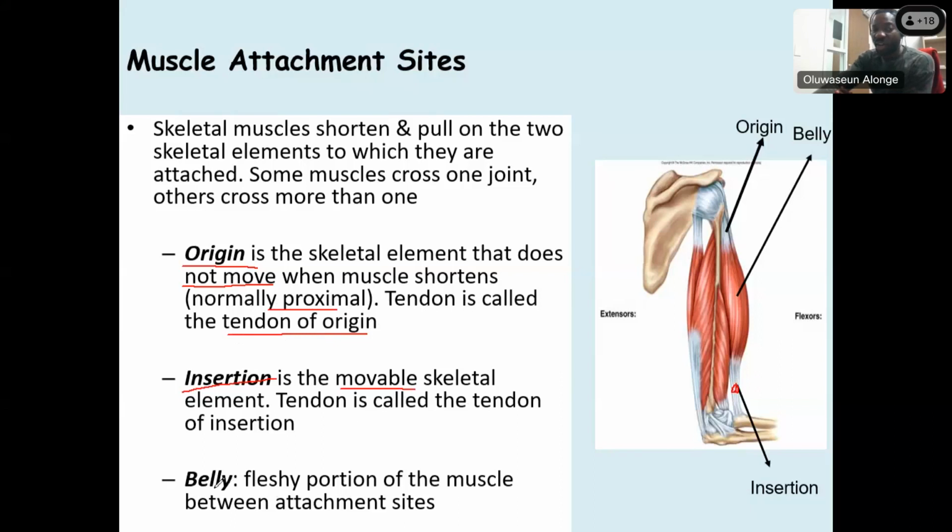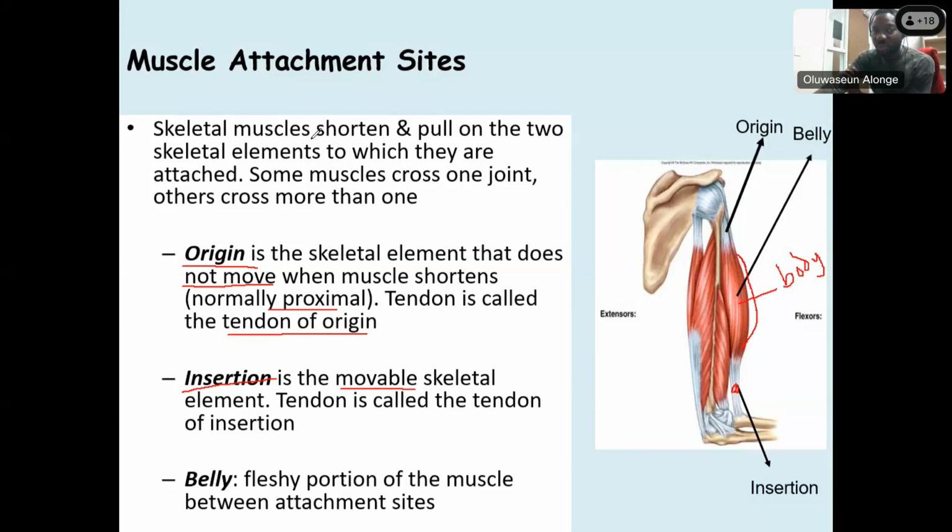Then you have the fleshy portion of the muscle, which is like the body of the muscle. It's called the belly, muscle belly. All right. Now, the reason we call it muscle belly is simply, you see how it protrudes, the way the belly protrudes too. So that's why we call it muscle belly.